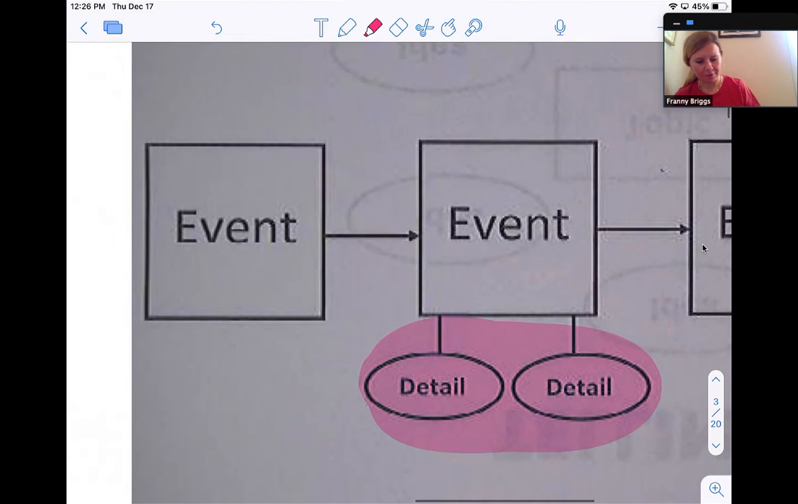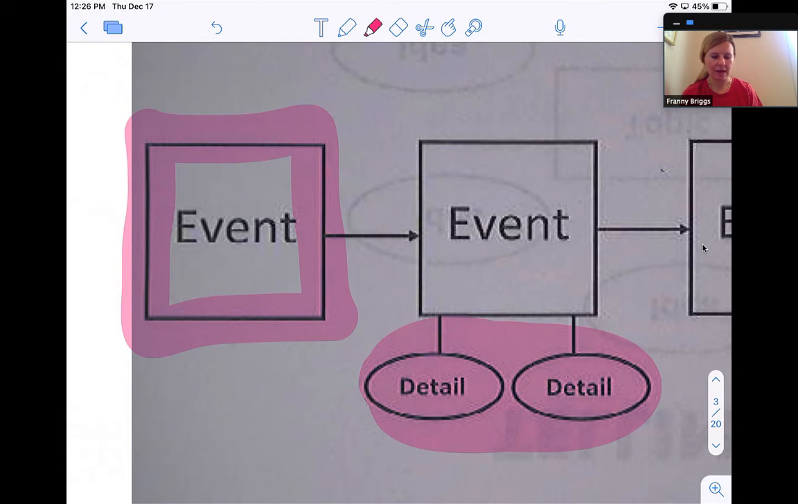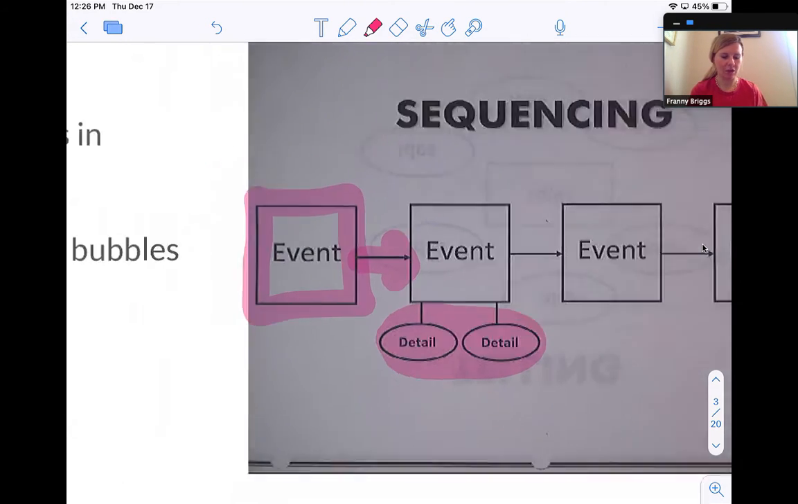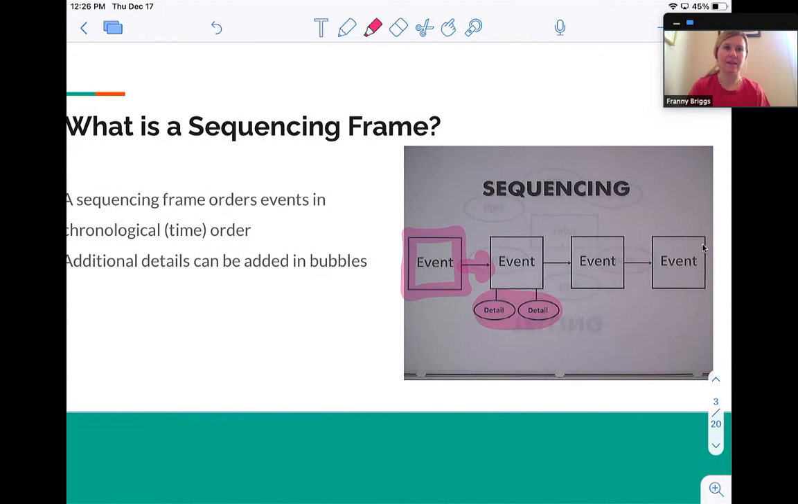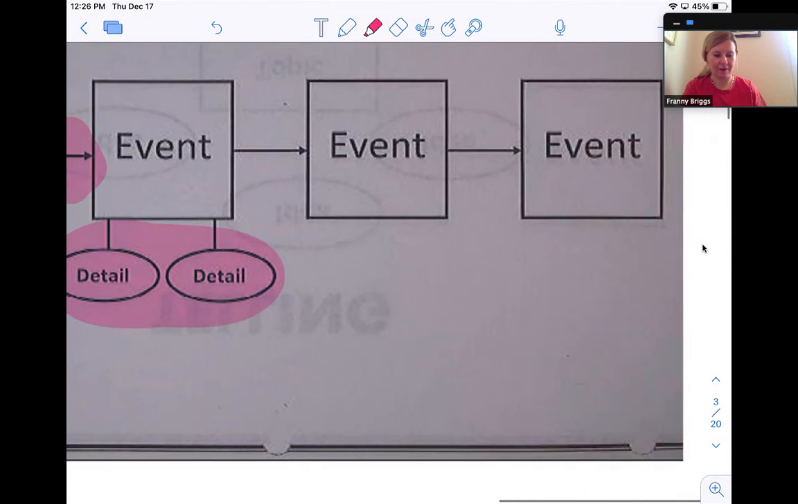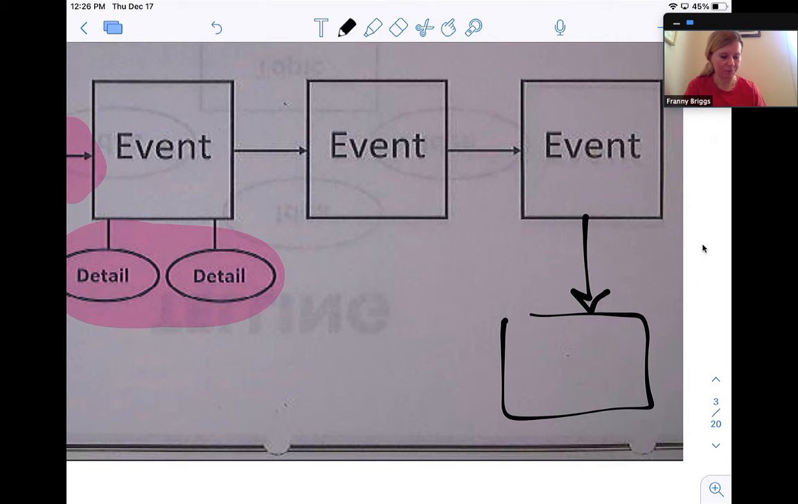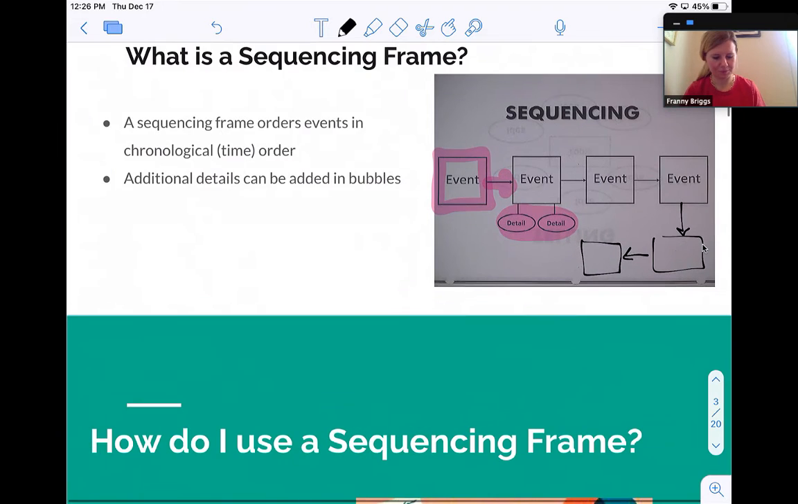For a sequencing frame, the events are in boxes and there are arrows in between the events. It's very important that you remember the arrows and that the arrows follow along. So for instance, after this last event here, maybe you want to go down and then over, but it's really important for students that the arrows follow the chronological events.